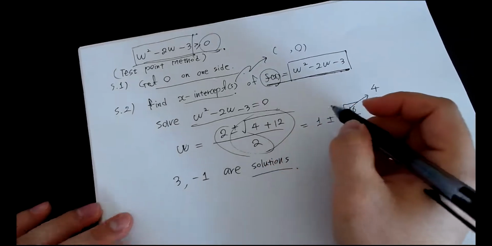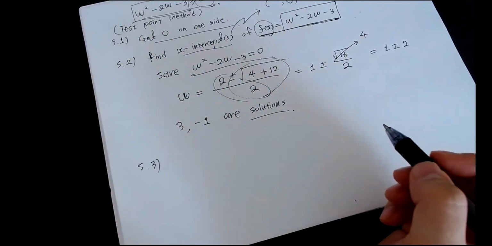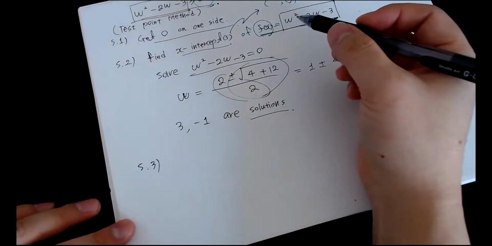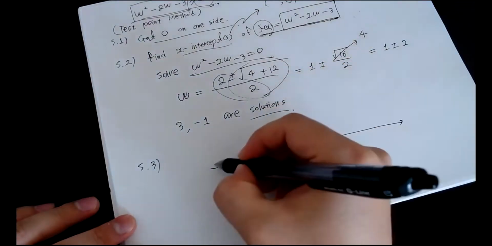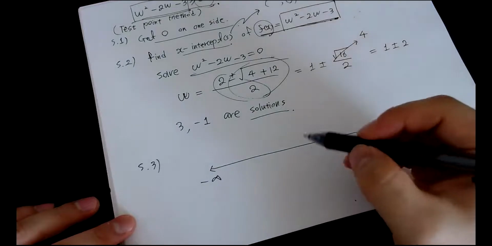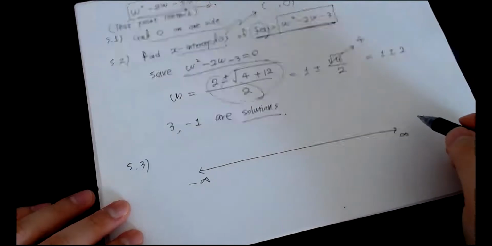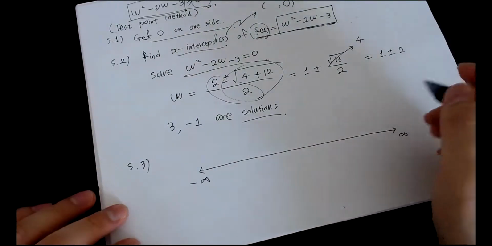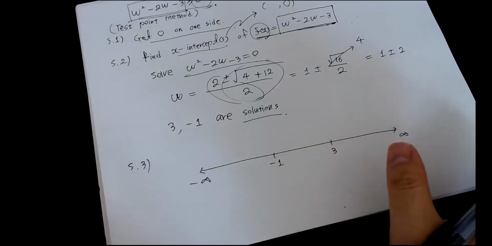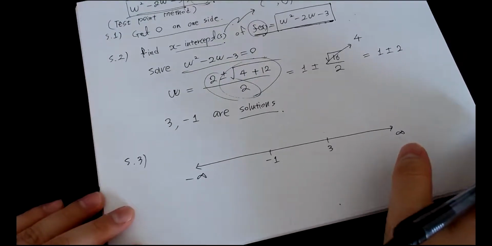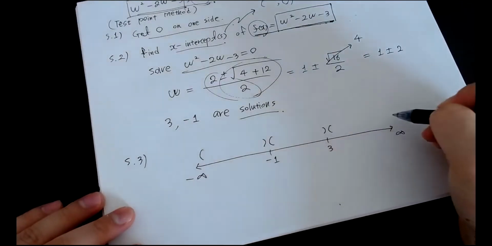Now step 3. In the graphical method, we plot the graph of f of x. But in the test point method, we just draw the number line from negative infinity to infinity, and plot the x-intercepts on the number line, considering this as the x-axis. It's negative 1 and then 3. So we divide the number line into three intervals: negative infinity to negative 1, negative 1 to 3, and 3 to infinity.